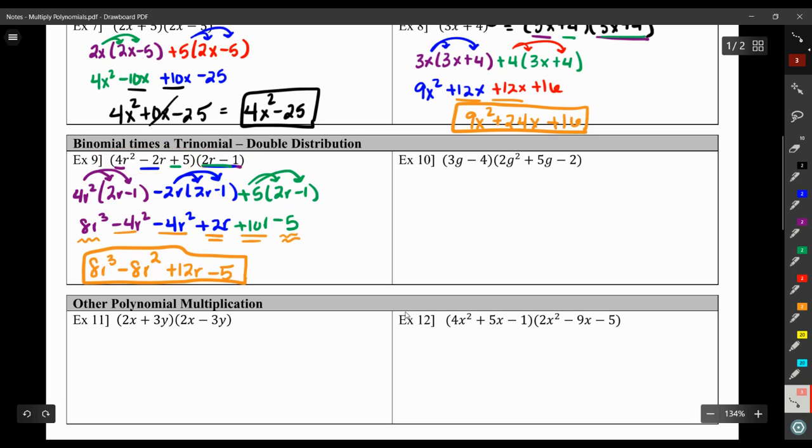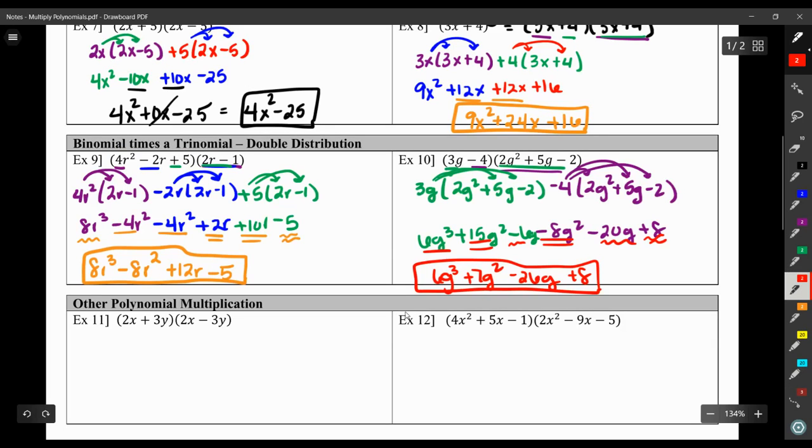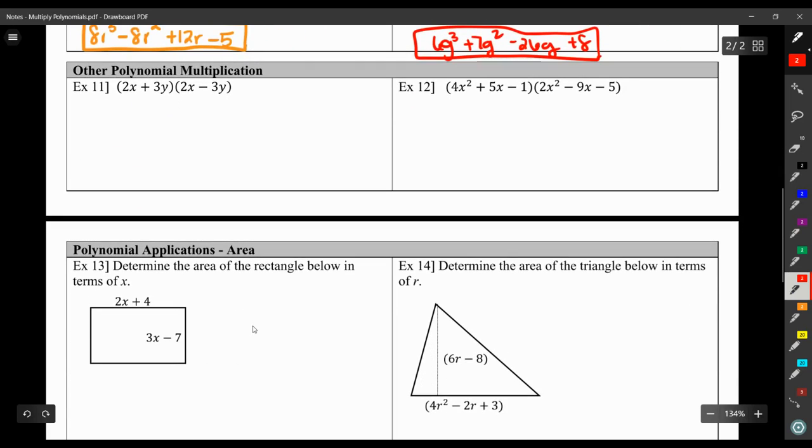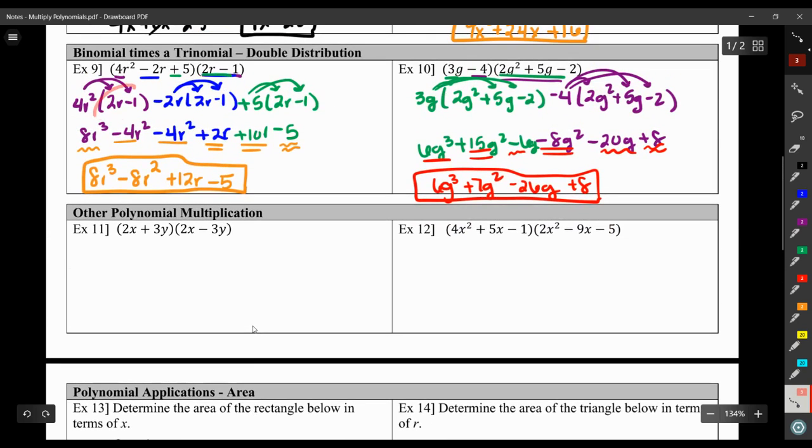I want you to try example number 10 on your own. And here's your solution for example number 10. So here's some other polynomial multiplications. There's a couple examples here. The first, example 11, has an x and a y. Example 12 has a single variable, but it's a trinomial times a trinomial. This one will work exactly the same way as example number 10 did, except that what you're multiplying here will have 3 terms instead of 2.